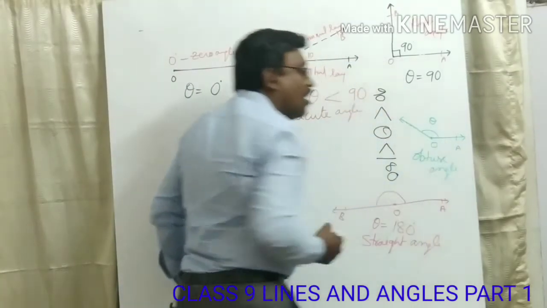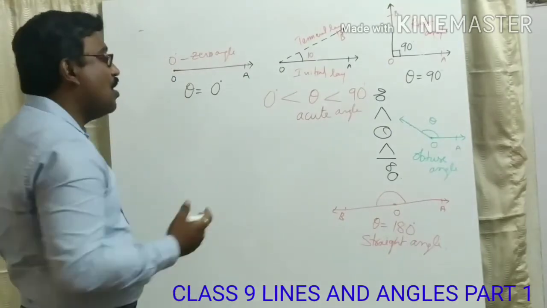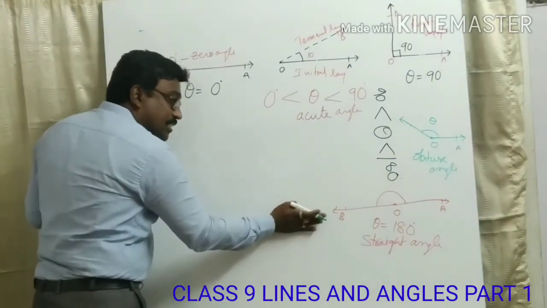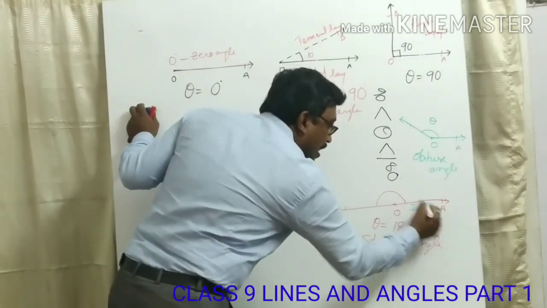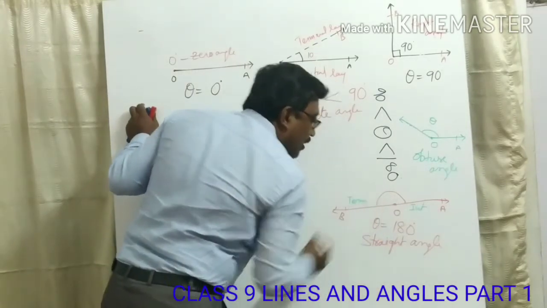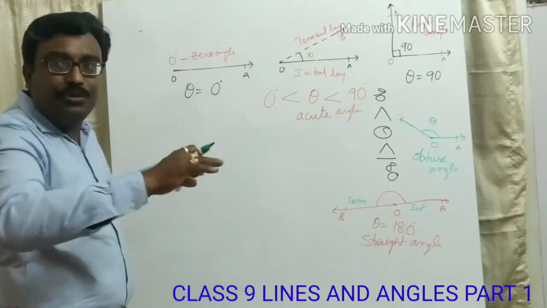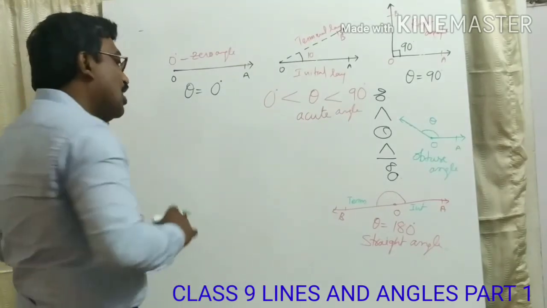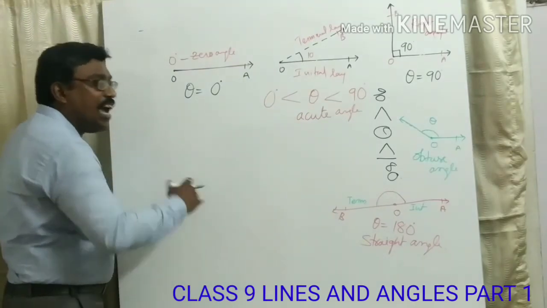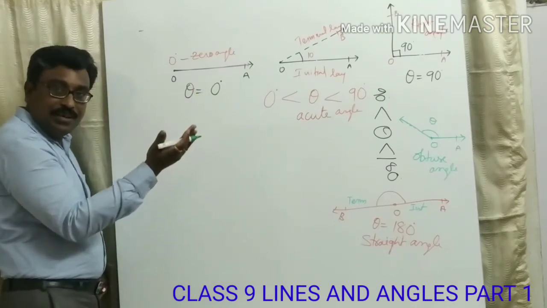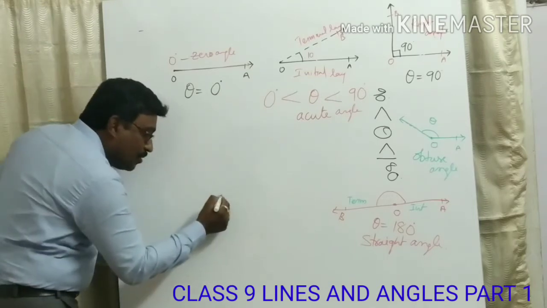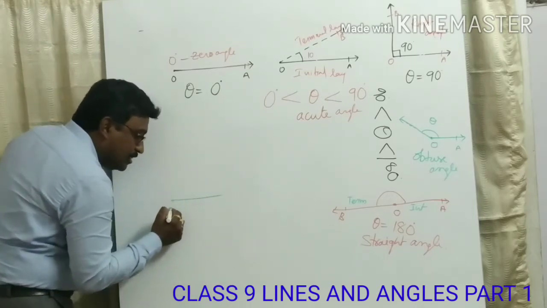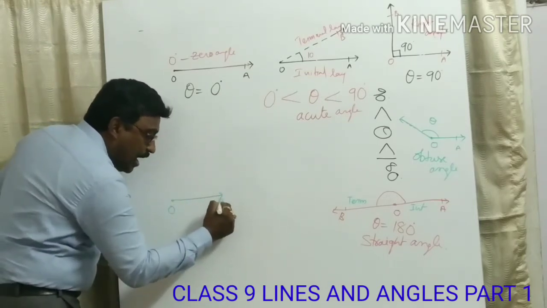This angle is called an obtuse angle. Now it is 180 degrees. Now the initial ray and the terminal ray are just opposite to each other. Now this is more than 180 degrees. The next one: this is OA.